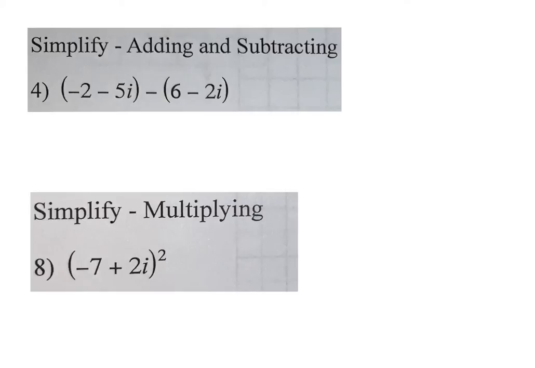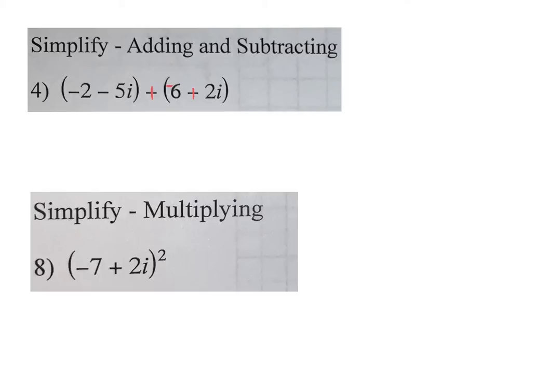Adding and subtracting. So the first thing we're going to do with complex numbers is adding and subtracting. This is subtracting, so you want to make sure you pay attention to your negatives. You can use subtraction, or you can just change this to adding the opposite, whichever you like to do better. If you change this to adding the opposite, you need to make everything inside here the opposite of what it was.